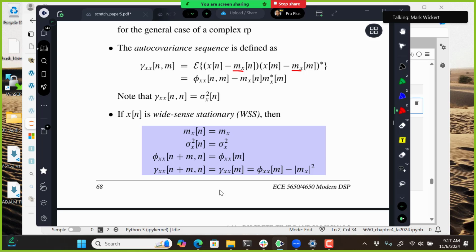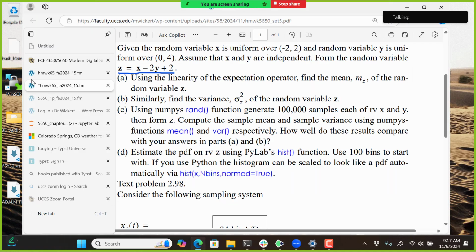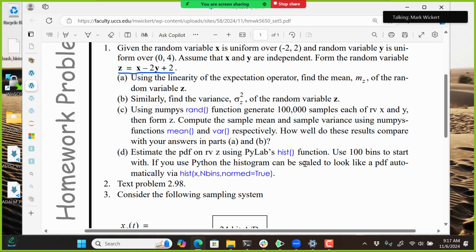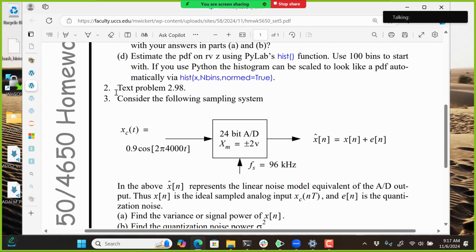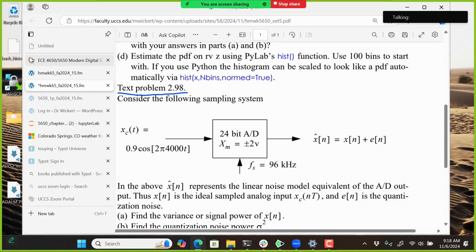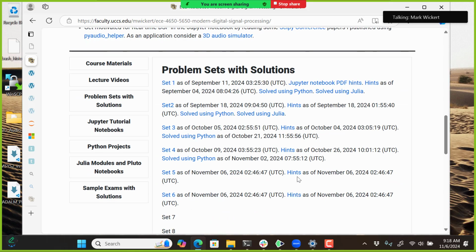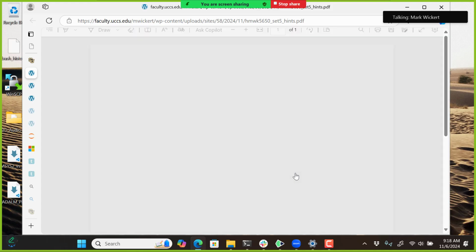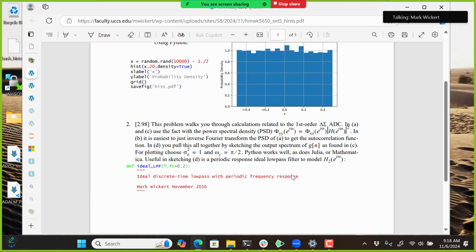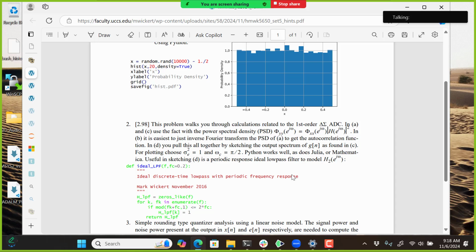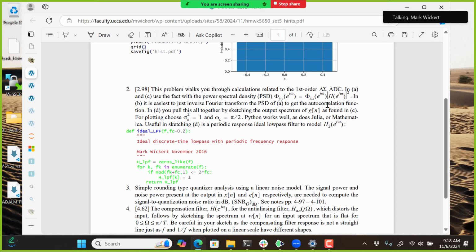And I'll just quickly jump and look at that. If I can get that page right. Yeah. You get into random processes a bit in this text problem, 298. But if you're looking to get help on that immediately, you can just jump right into the hints page for 298, where I give you some hints right away on how to get started with that.